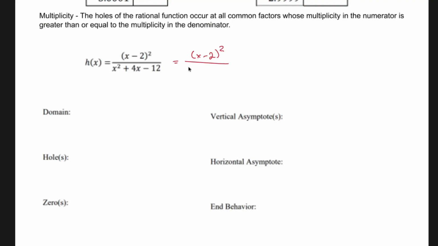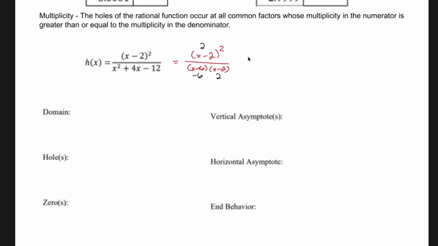Two numbers that add up to 4 but multiply out to negative 12 are going to be x plus 6 and x minus 2. So we have a magic number of 2, a magic number of negative 6, a magic number of 2. Now, in this case, we have factors in the numerator dominating the amount of factors in the denominator. When it comes to multiplicity, the holes of a rational function occur at all common factors whose multiplicity in the numerator is greater than or equal to the multiplicity in the denominator. Greater than or equal to.